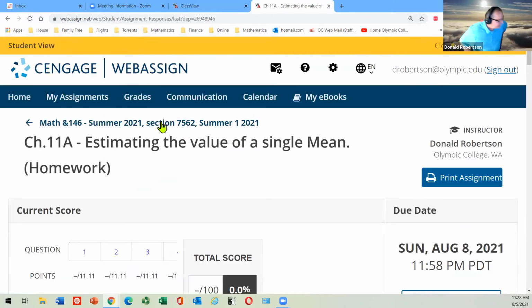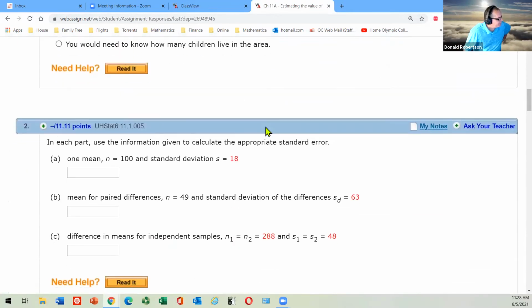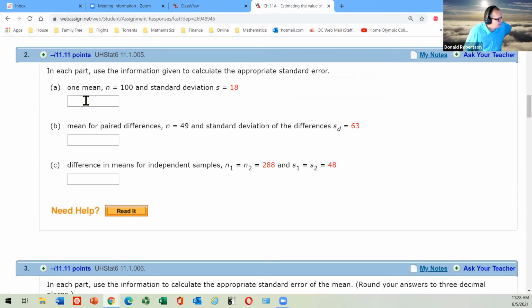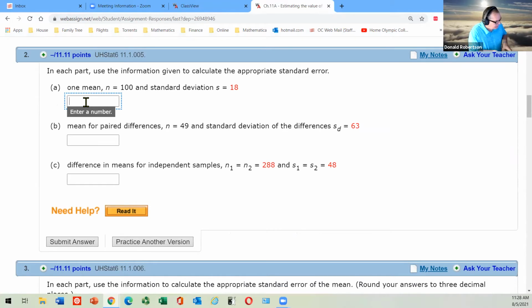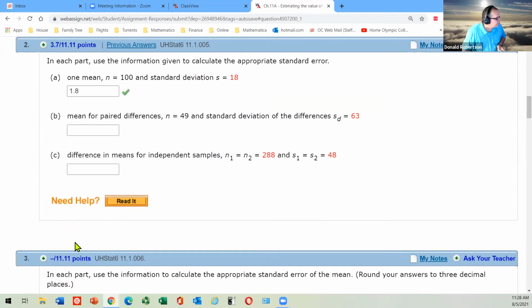Let's do it the way you would see it. Right. When I click on this guy here, it's asking me to enter a number. And so I said 18 divided by the square root of 100. And the answer to that is 1.8. And then I should be able to submit the answer. Am I good or am I good?